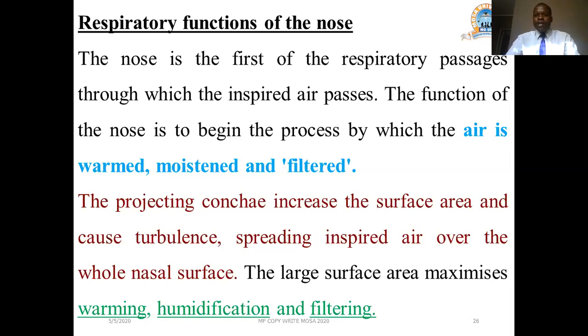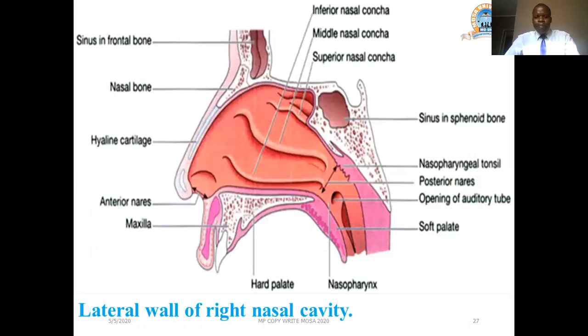so that it can go inside, and the nostrils also start the process of filtering. The air comes with a lot of impurities, among them dust. They are going to remain within the nostrils so that they don't choke the lungs, because if anything dirty reaches the lungs, they may get infected. The projecting conchae increase the surface area and cause turbulence, spreading inspired air over the whole nasal surface. The larger surface area maximizes warming, humidification, and the filtering process which we've mentioned.